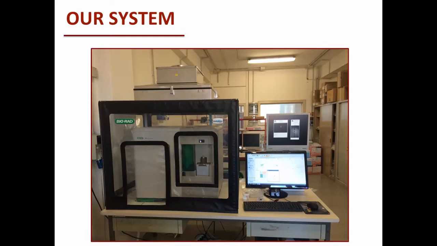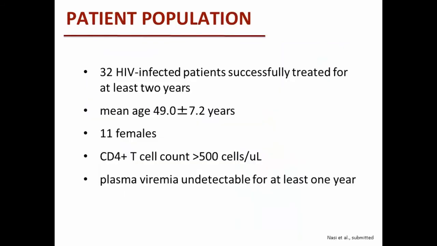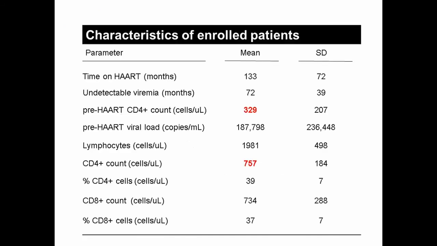This instrument is crucial to sort cells and to perform the study that I am going to present to you, in which we have analyzed 32 patients with HIV infection, who were successfully treated for many years, and the mean age was 49 years, 11 females. The CD4 count was over 500 cells per microliter, and viremia was undetectable for at least 1 year. So it means that they did not present the activity of the virus in the plasma anymore.